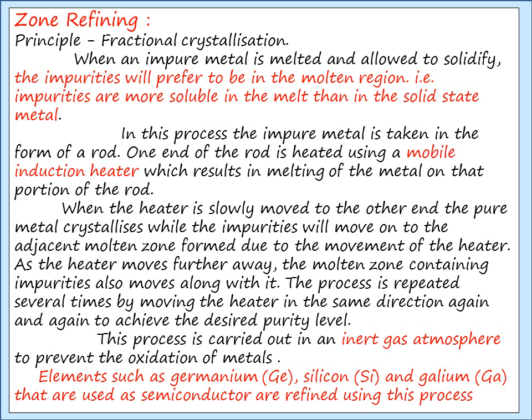When the heater is slowly moved from one end to the other, pure metal crystallizes while the impurities move on to the adjacent molten zone, which is formed due to the movement of the heater. As the heater moves, the molten zone containing impurities also moves along with it. The process is repeated several times by moving the heater in the same direction again and again to achieve the desired purity level. This process is carried out in an inert gas atmosphere to prevent oxidation of metals. This method is mainly used for semiconductors like germanium, silicon, gallium, etc.